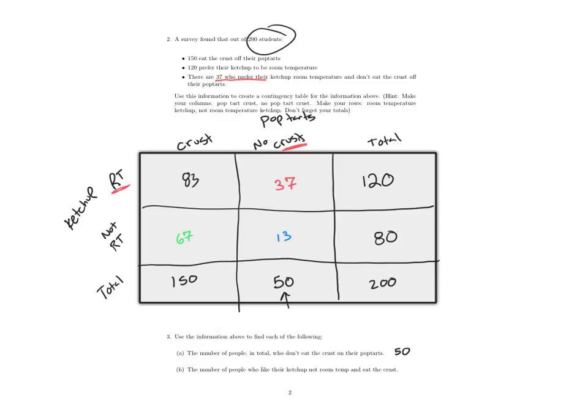I also need the number of people who like their ketchup not room temperature. So right away, I know when I come over here, I'm going to be dealing with these not room temperature people. And on top of that, I want them to eat Pop-Tart crust. So, go to the crust column right here. And if I want "and," this is going to be where they overlap, which means not room temperature and crust. It's going to overlap right here, giving me a total of 67.